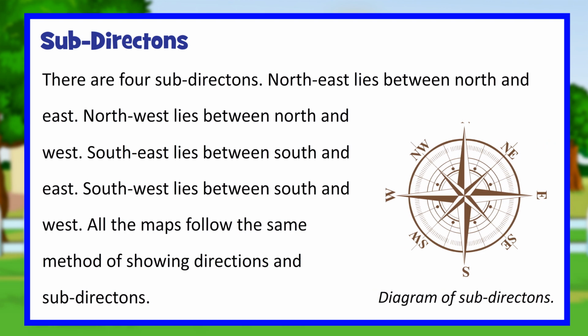Subdirections. There are 4 subdirections. Northeast lies between north and east. Northwest lies between north and west. Southeast lies between south and east. Southwest lies between south and west. All the maps follow the same method of showing directions and subdirections.